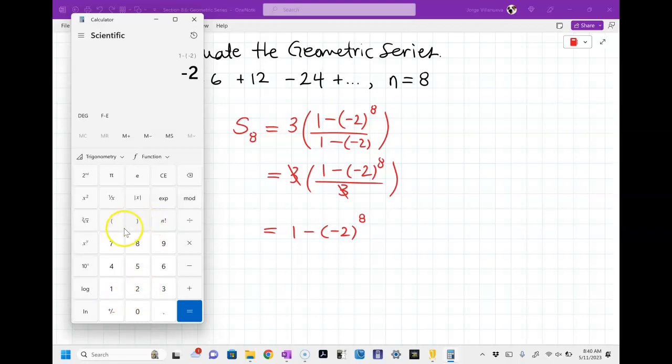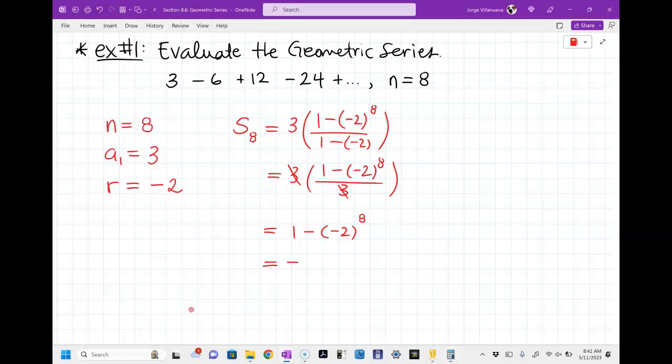1 minus negative 2 to the power of 8. So that's what it says right there. It's kind of hard to see it, so I'll use a different calculator, but it's right here. 1 minus negative 2 to the 8th power is negative 255. That's what it's going to add up to after 8 terms. Okay? So I'm just going to put that right here: negative 255. And that's it. That's all you got to do.